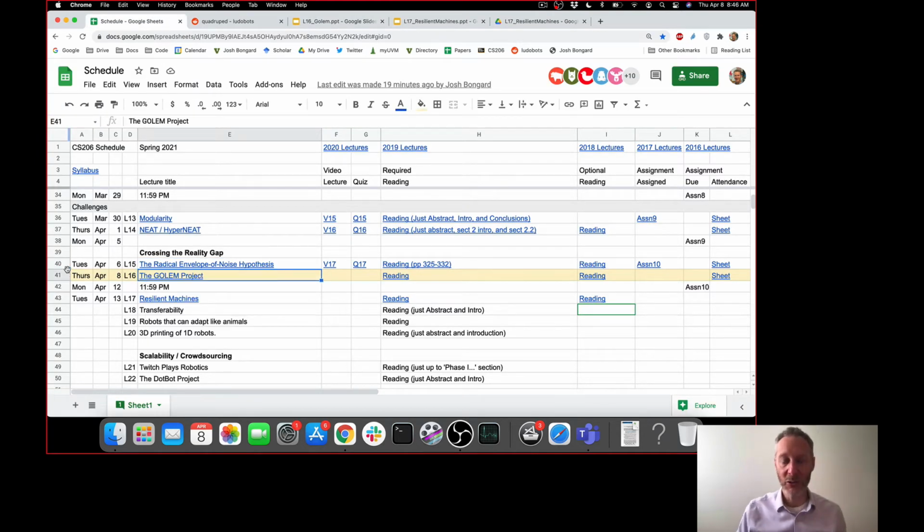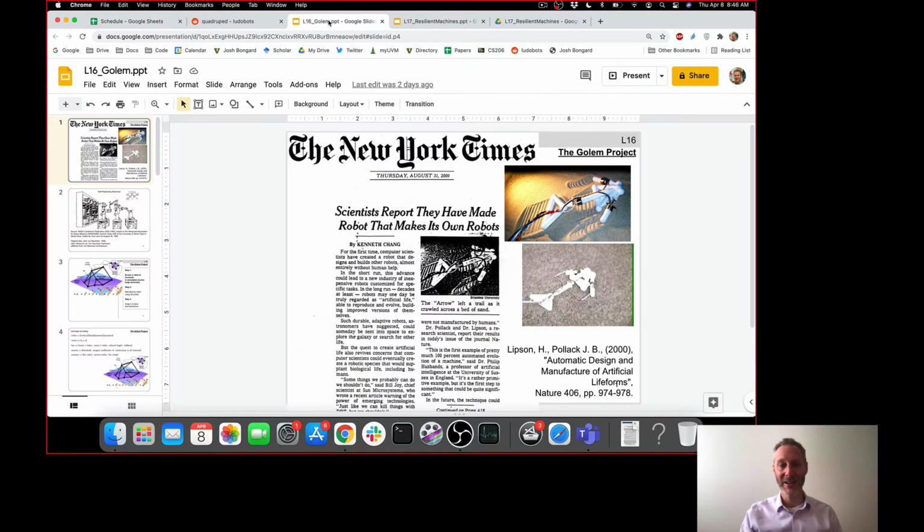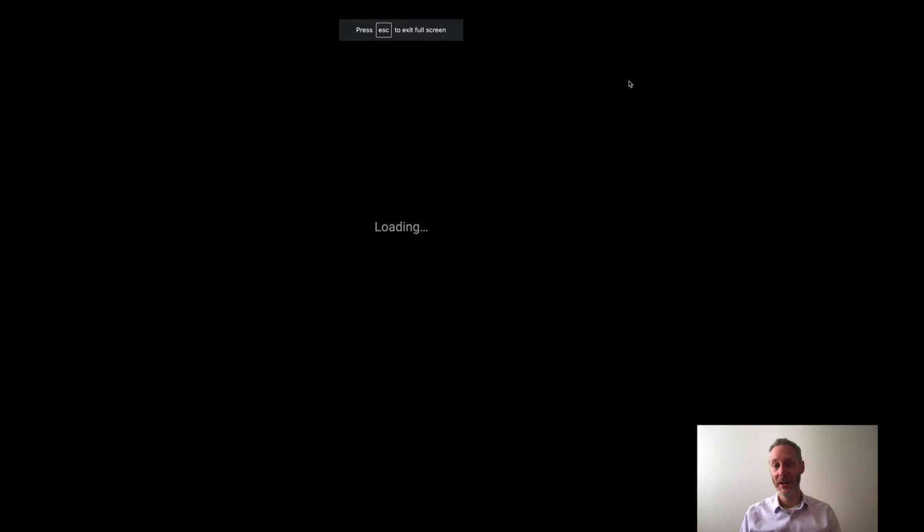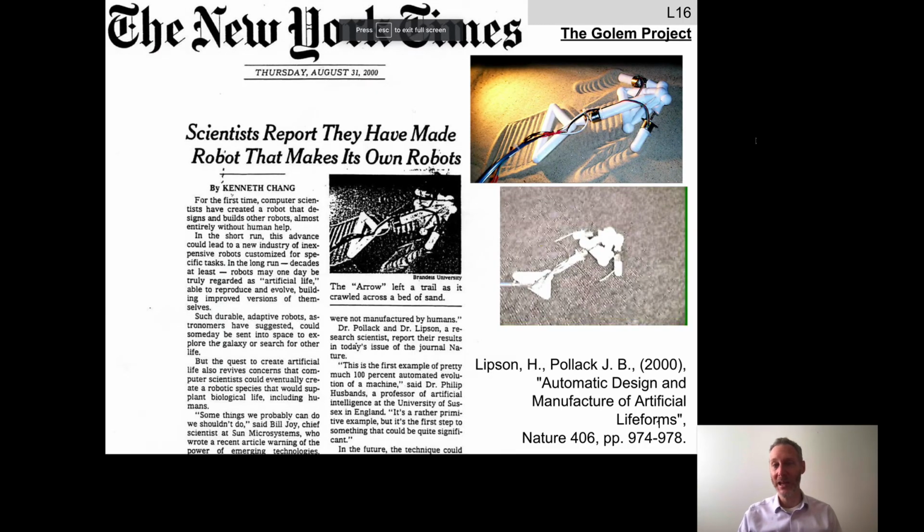We're now going to fast forward in time to 2000 when the Golem Project was published. The Golem Project attracted significant attention, so much attention that it actually appeared on the front page of the New York Times. You can see the date here. According to the reporter, scientists had reported that they had made a robot that makes its own robots. So what do they mean by that?